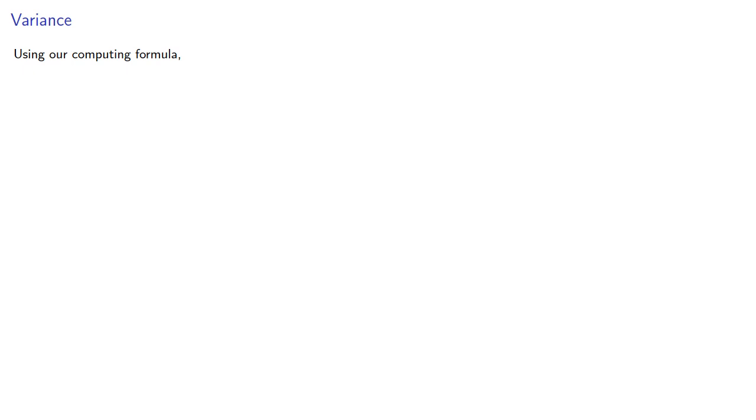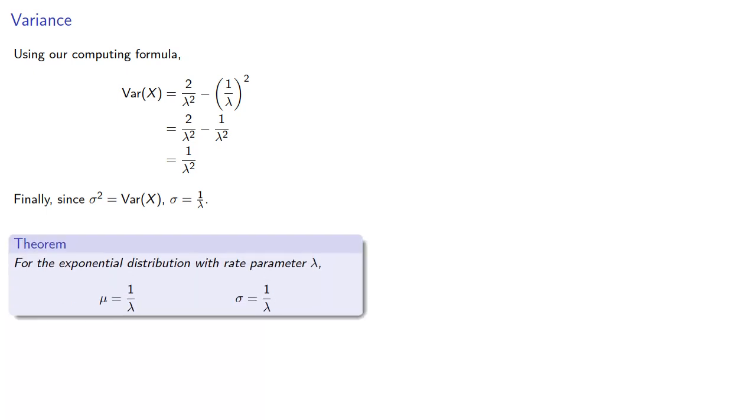And so this means that our variance is going to be 1 over lambda squared. And finally, the square of the standard deviation is the variance, so the standard deviation itself is going to be 1 over lambda. And note that this means that for the exponential distribution, the mean and the standard deviation are the same.